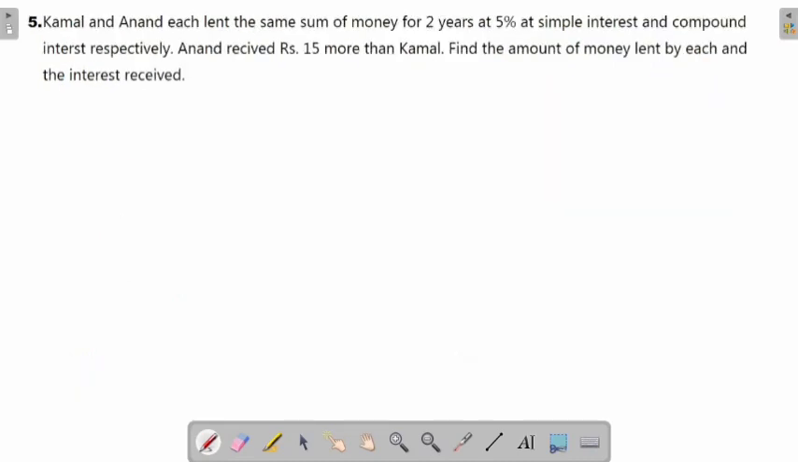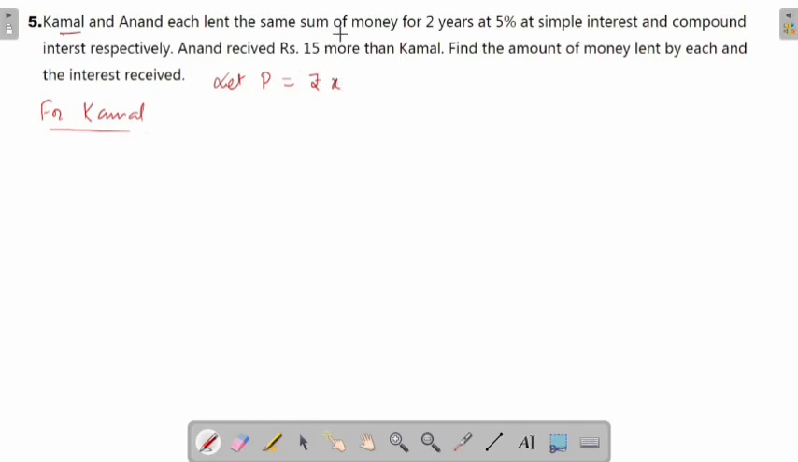Let's take one more problem. Question number 5: Kamal and Anand each lent the same sum of money for 2 years at 5% simple interest and compound interest respectively. See here carefully, we have two cases: one for Kamal, and another for Anand. Now Kamal is lending some money. We don't know what that amount is, so let me take the principal, the money lent, to be rupees X. Both of them, Kamal and Anand, take rupees X as the loan.